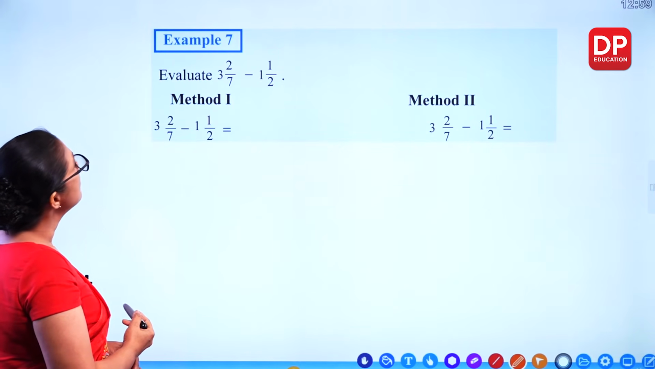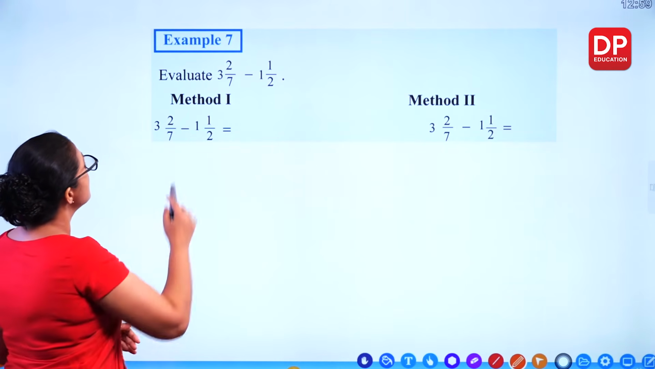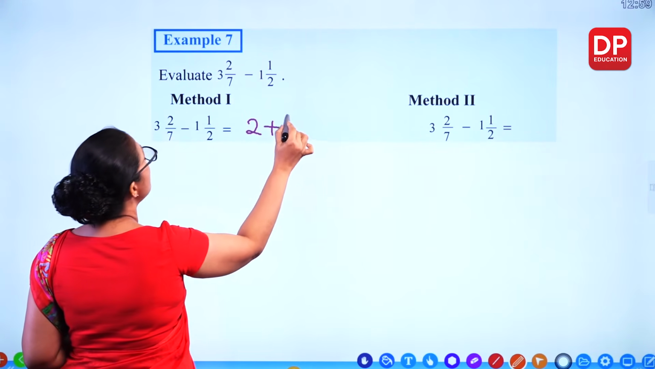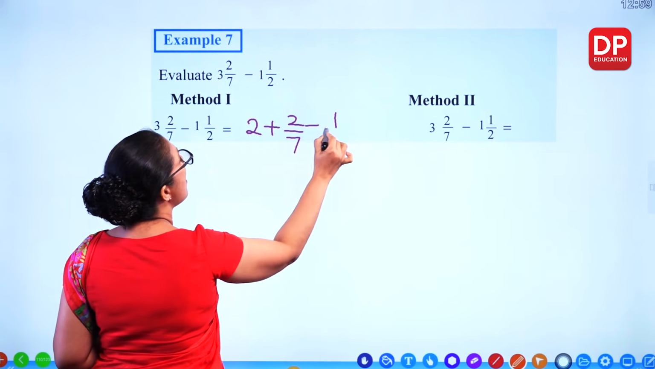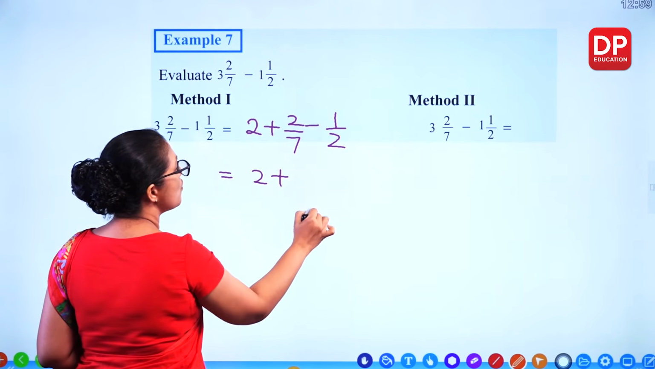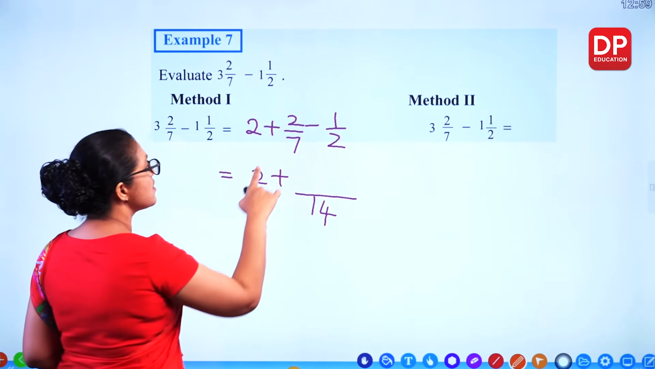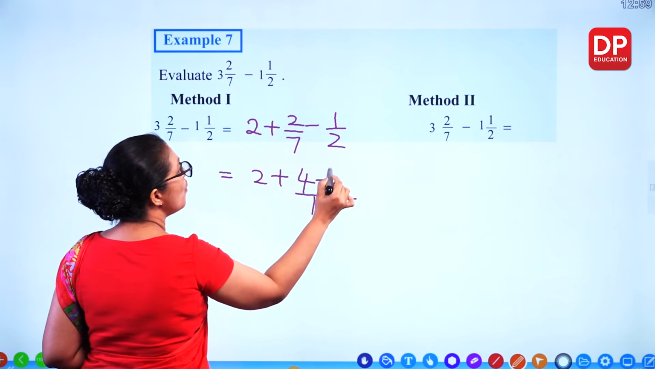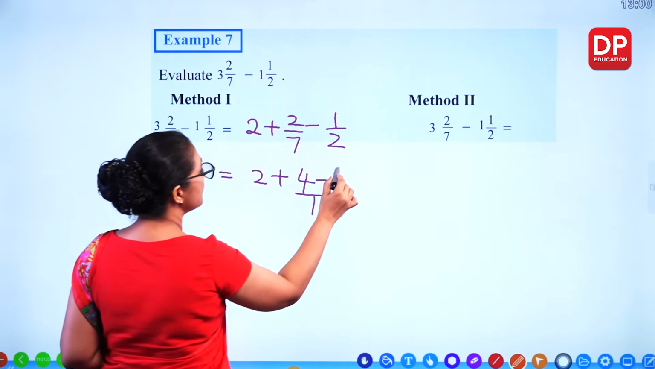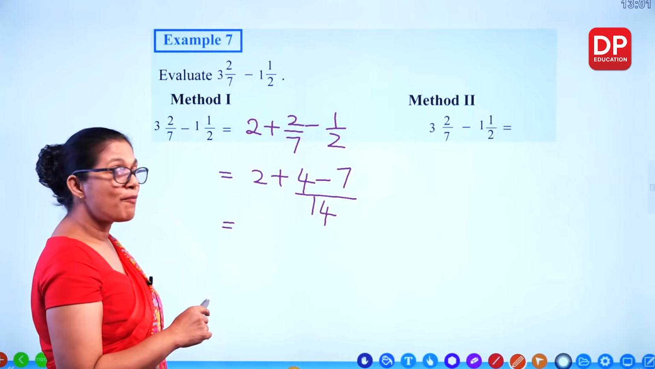Example 7. You have to do it with 2 methods. So we'll do first, take the separate ones. 3 minus 1, you get 2. And then 2 and 7 over 2... Convert to the same denominator, you get 14. 2 times 7, 14. 2 times 2, 4. Here, how do you get 14 from 2? Multiply by 7. Now what happens? Can we subtract 7 from 4?